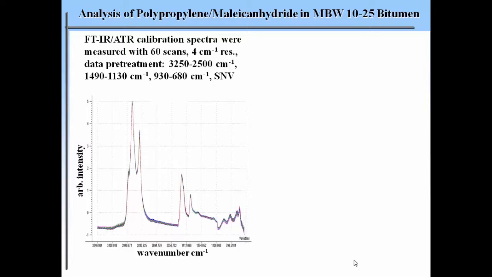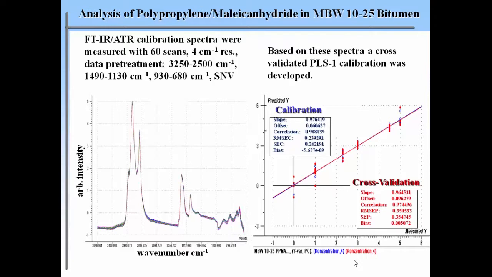And then we prepared calibration samples, and this is a very difficult task because you have to add different amounts of polymer to this bitumen, and you do it at 160 degrees centigrade and you stir it. It's not an easy task. You stir it several hours in order to get a homogeneous blend. And we developed calibrations with different amounts of this polypropylene maleic anhydride polymer additive in the bitumen. Of course, you see that there is some variation.